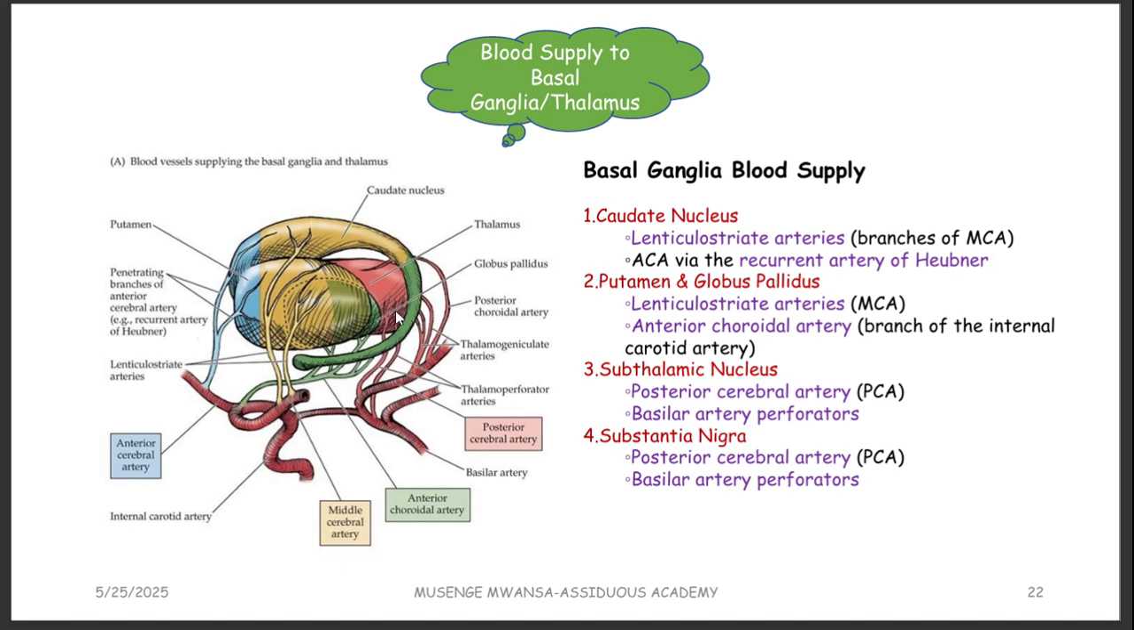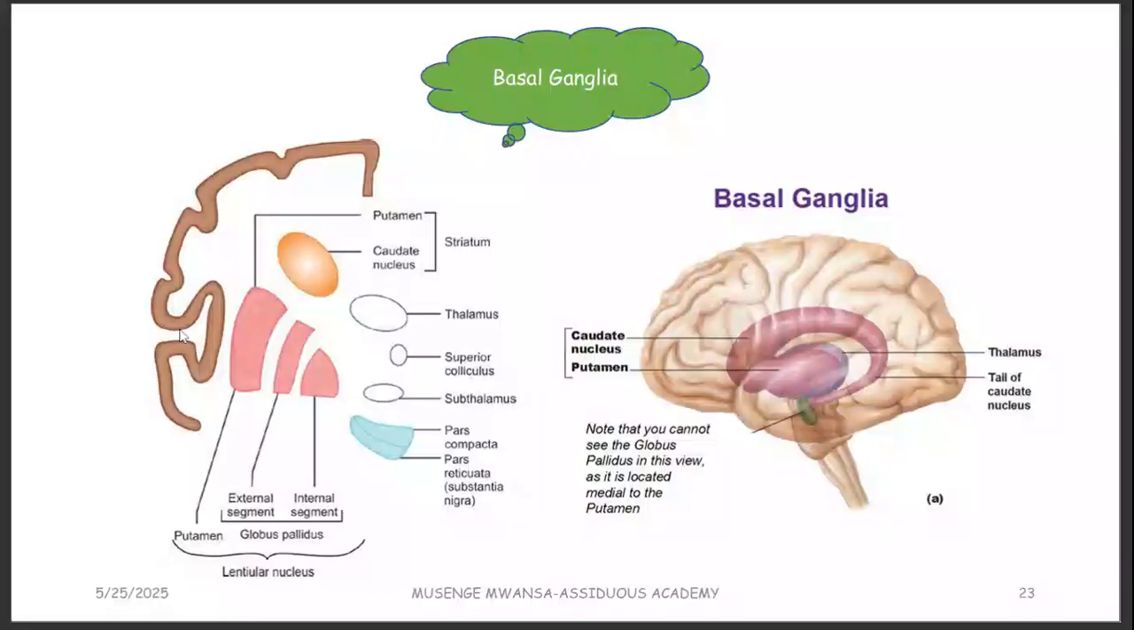The caudate nucleus is very big because it contains the tail, the neck, and the head. So the neck is via the lenticulostriate from the middle cerebral. The tail is anterior choroidal. The head is via the recurrent artery of Hebner. Okay.